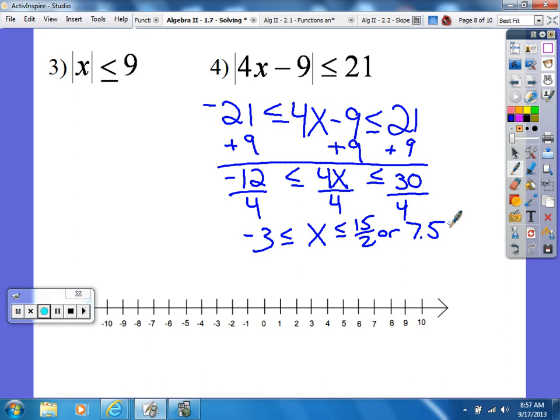Graph it now. Make yourself a number line. Now, notice my number line has every number from -10 to 10, but how many numbers do you need on your number line? That's all we need on there. -3 and the 7.5. That would also work. So at -3, I've got a solid dot. And at 7.5, I've got a solid dot.